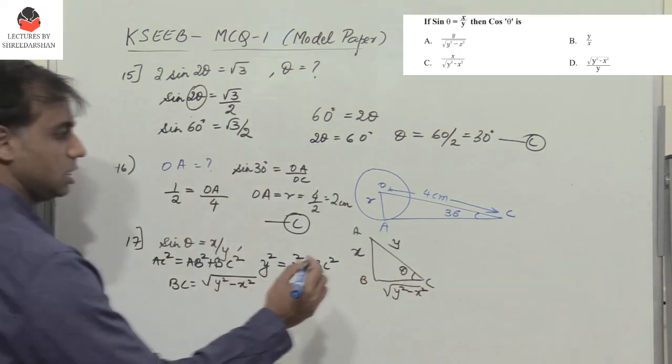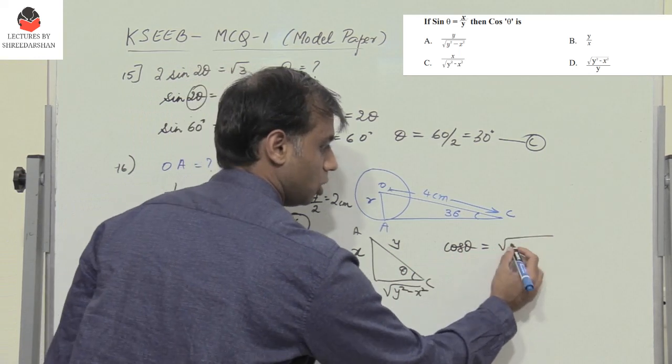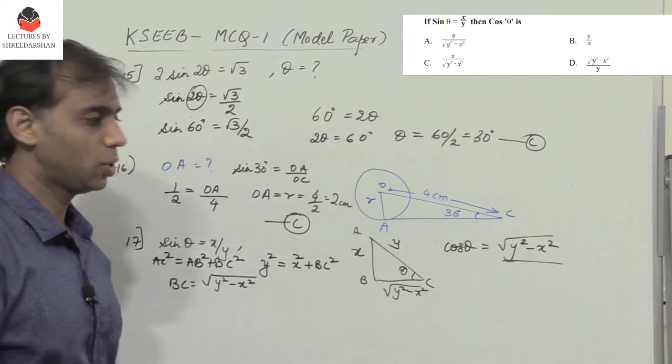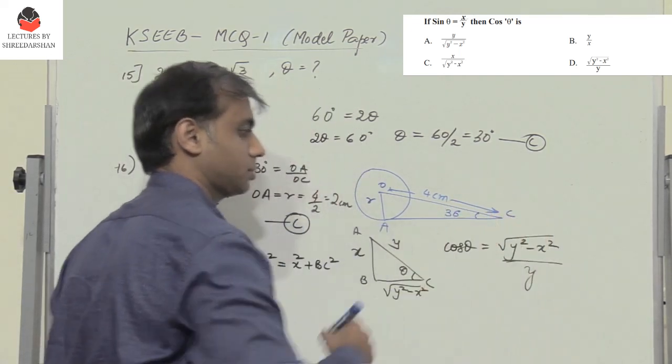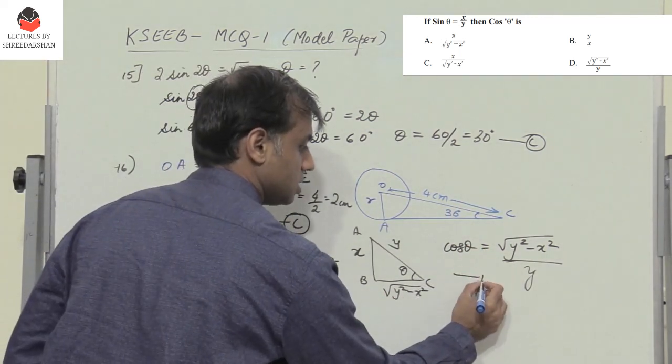Now what is cos theta? Very simple. Cos theta is adjacent side, which is root of y square minus x square, divided by the hypotenuse, which is y. So now you look out for the right option. So the right option which matches with this answer is D.